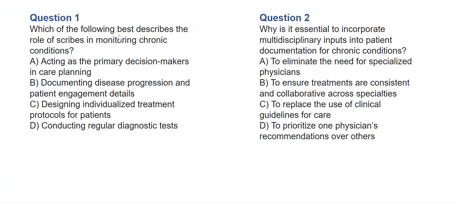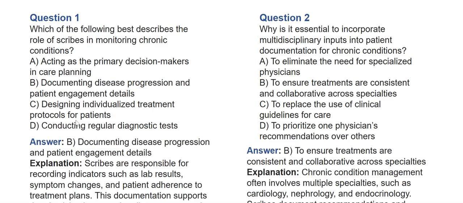Question 1. Which of the following best describes the role of scribes in monitoring chronic conditions? A. Acting as the primary decision makers in care planning. B. Documenting disease progression and patient engagement details. C. Designing individualized treatment protocols for patients, or D. Conducting regular diagnostic tests?